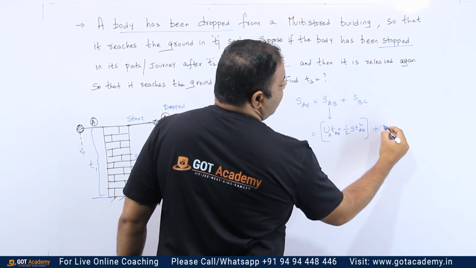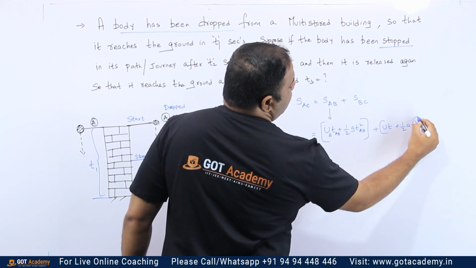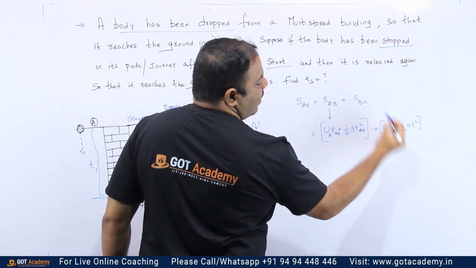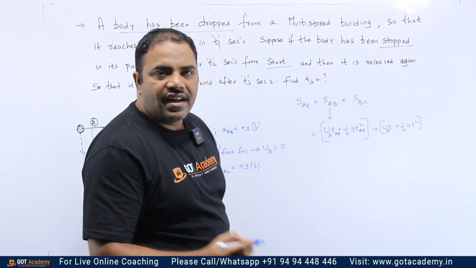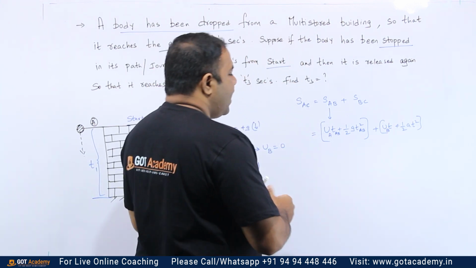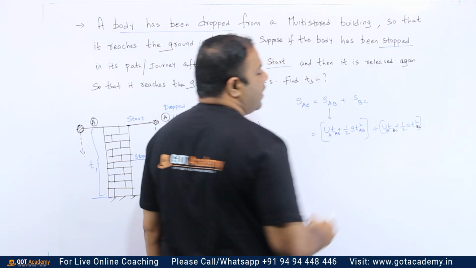Plus again B to C: ut plus half a t square. So B here is initial, and u stands for initial velocity. So I have to take it as the initial velocity at point B for the B to C journey, whereas the time is from B to C. Like this I could write.